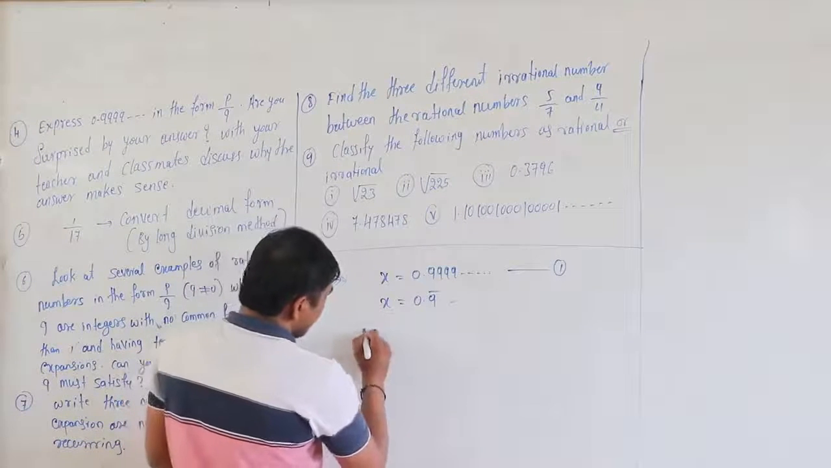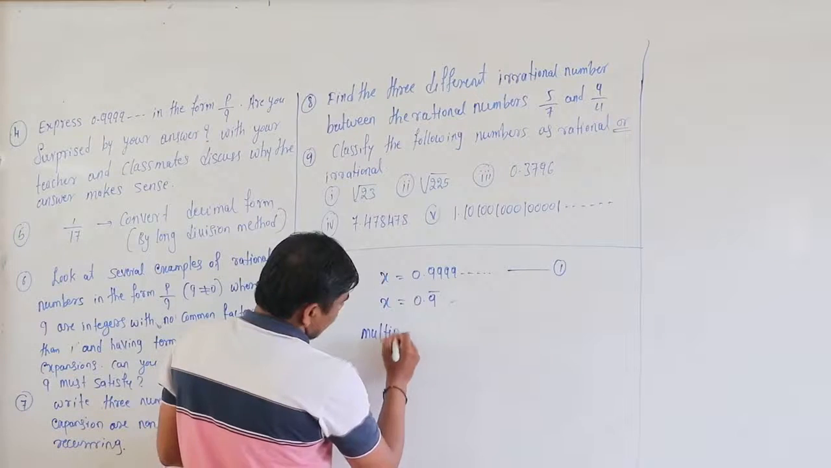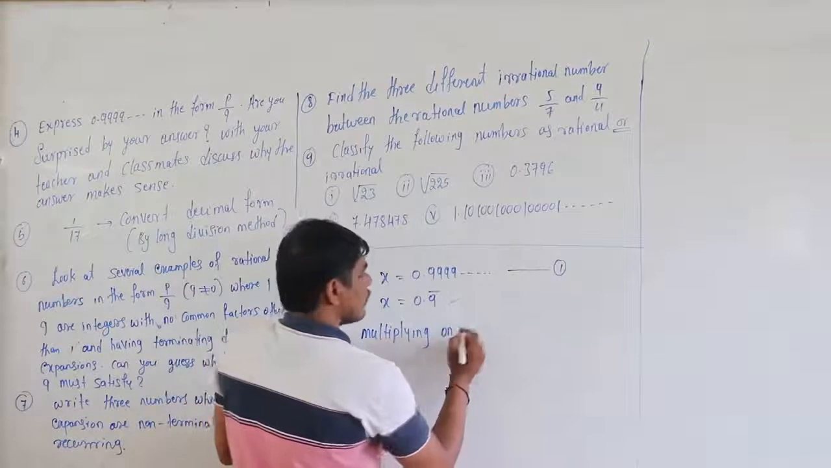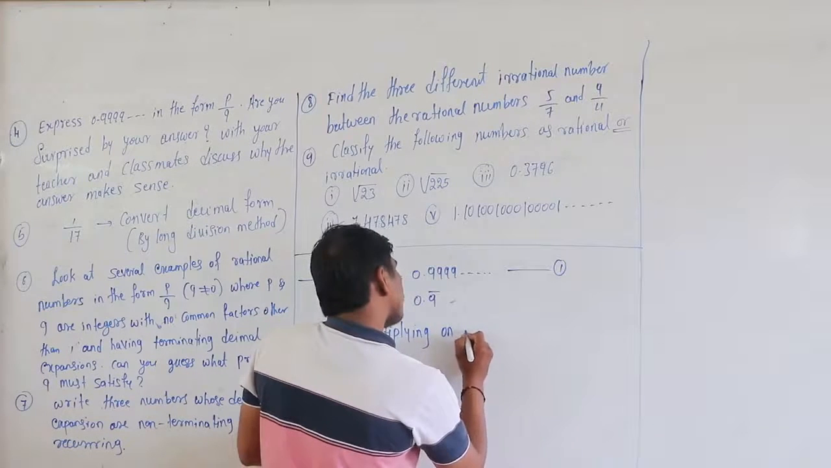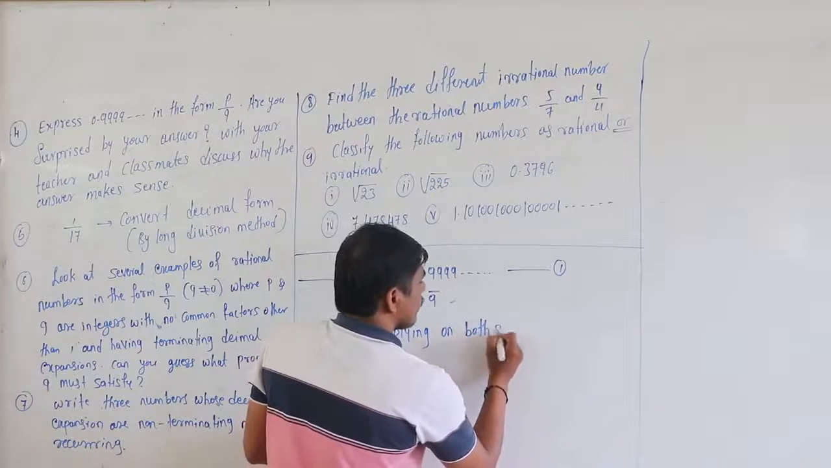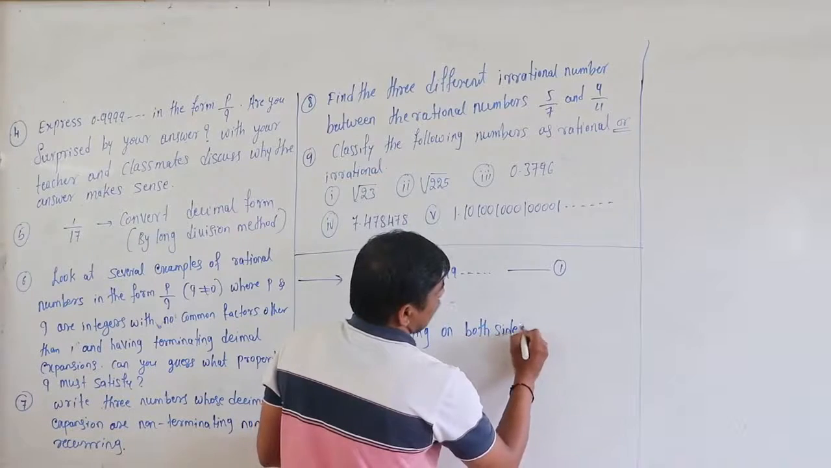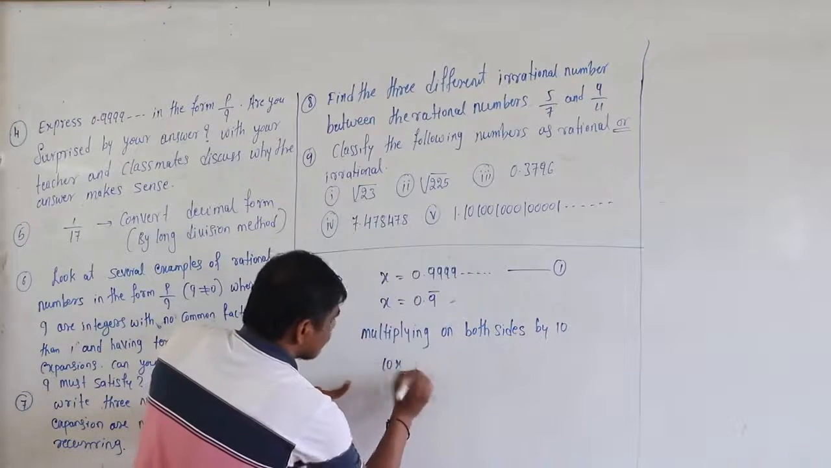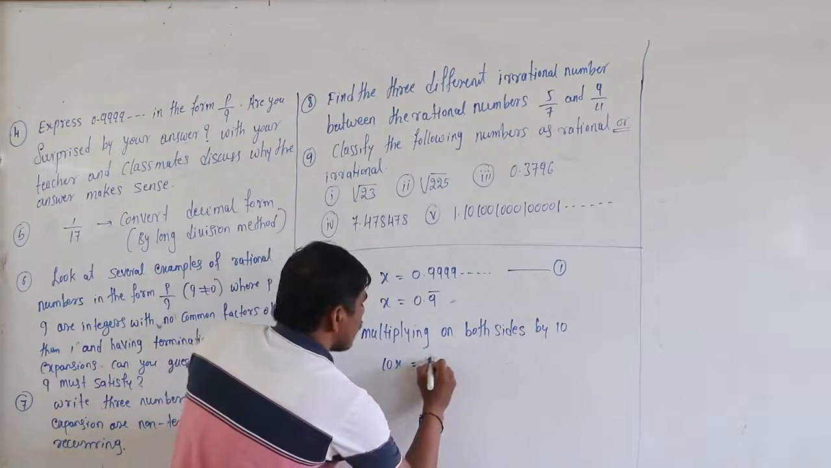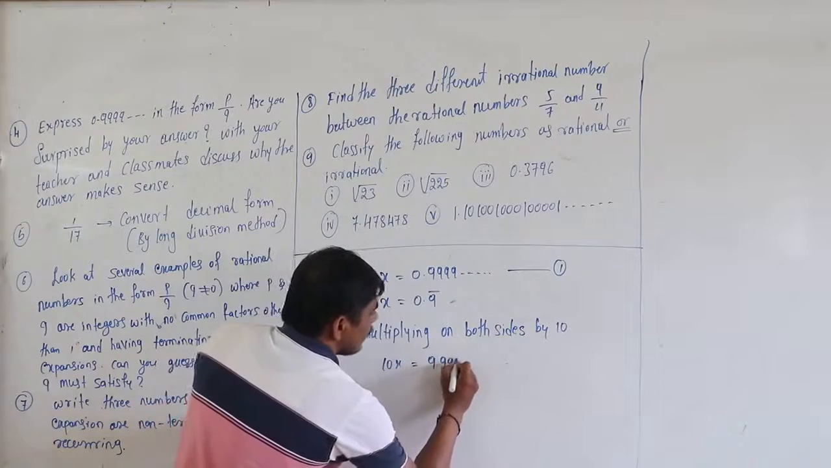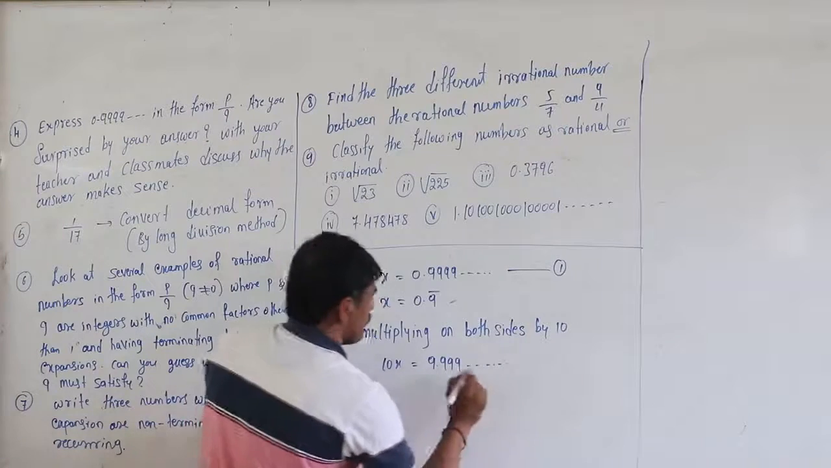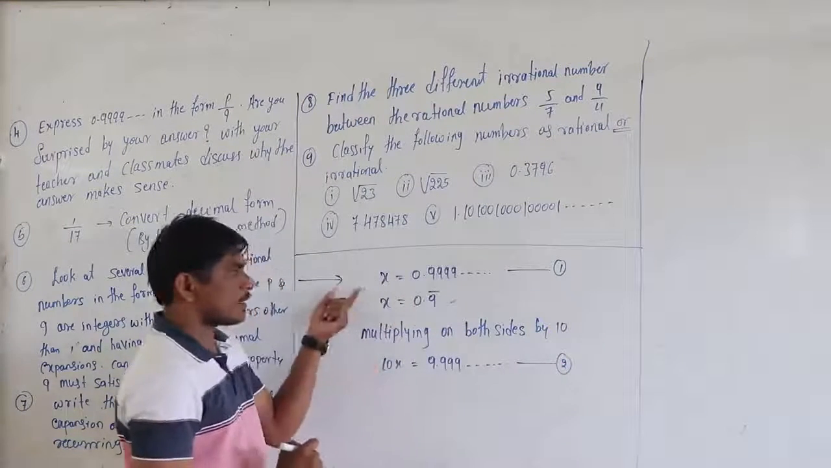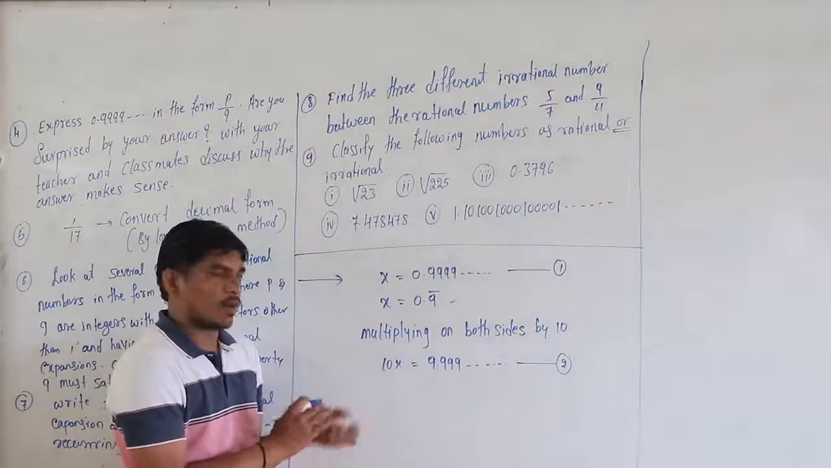Here, multiplying on both sides by 10, now 10x is equal to 9.999 and so on. Now this is equation number 2. Then subtract 1 from 2.